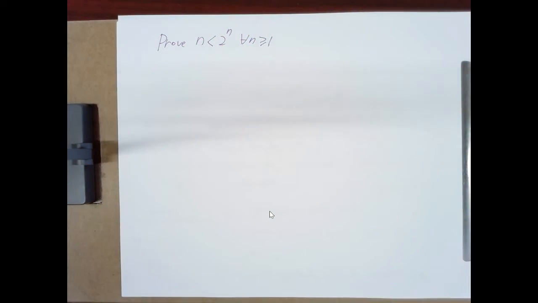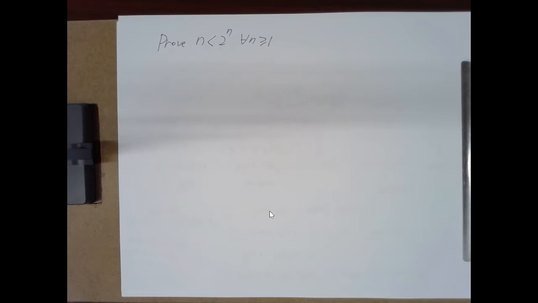Let's prove n is smaller than 2 to the n for all n bigger than or equal to 1. I mean, this seems like it's true. 2 to the n gets really big really quickly, right? It's certainly got to be bigger than n in most cases. 2 to the 10th is 1,000. That's bigger than 10. 2 to the 20th is 1,000,000. That's bigger than 20. But how do we actually prove that this is always the case without doing too much mathematics?